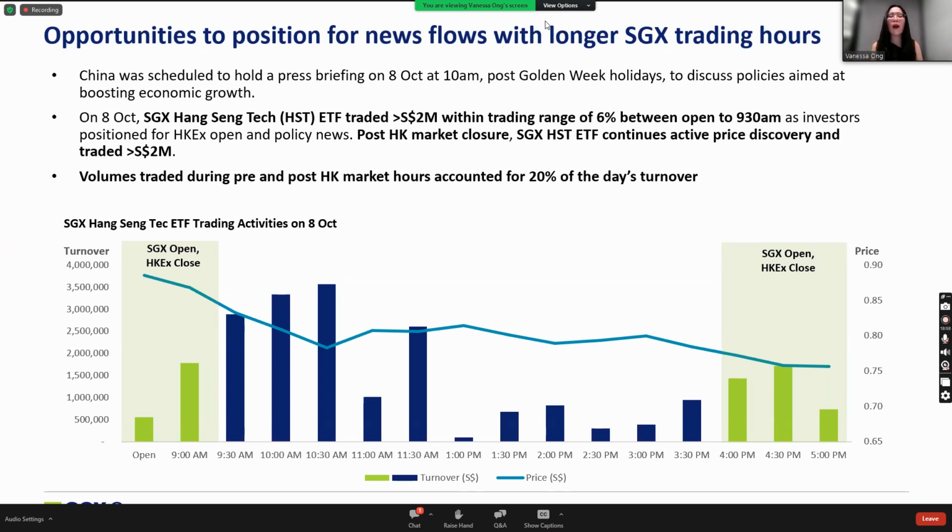Furthermore, on the right-hand side, post the Hong Kong market closure at 4 p.m., we saw this ETF continue this active price discovery and trade more than 2 million of turnover to allow investors to close out their positions or to mitigate some of their risk after the China government announced the policies at 10. So as you can see, there were substantial volumes traded during the pre and post Hong Kong market hours, which accounted for more than 20% of the Hang Seng Tech turnover to allow investors to position for overseas news more flexibly.